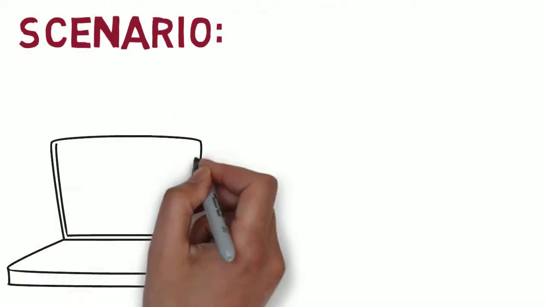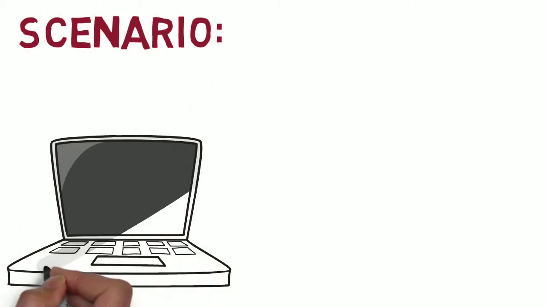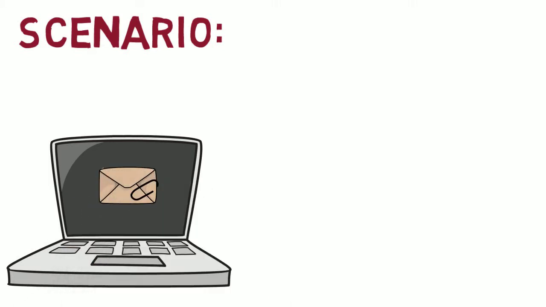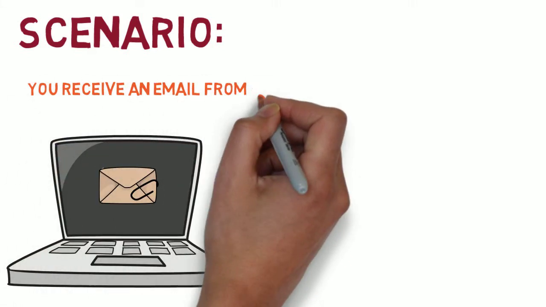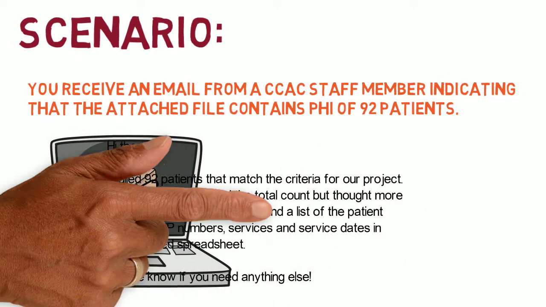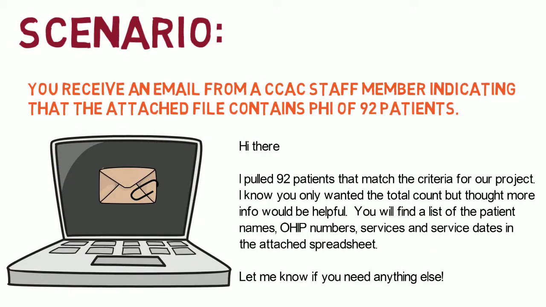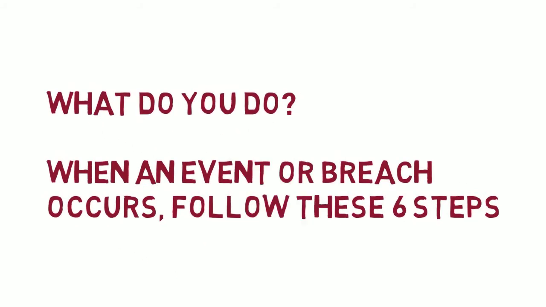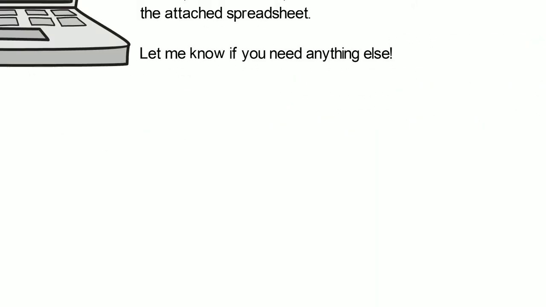Consider this scenario. You receive an email from a CCAC staff member indicating that the attached file contains personal health information of 92 patients. What do you do? When a privacy or security event or breach occurs, follow these 6 steps.